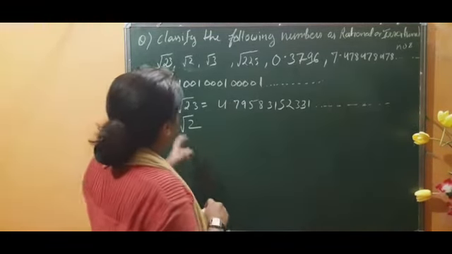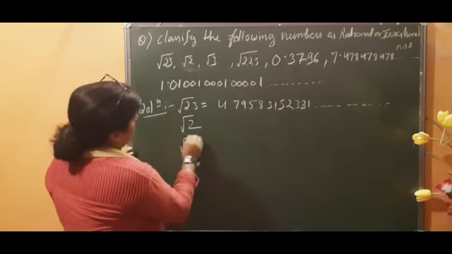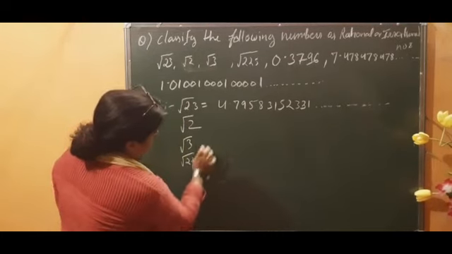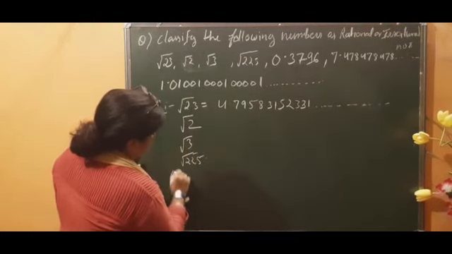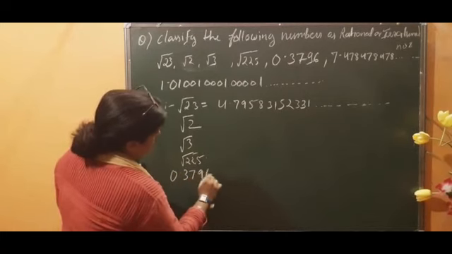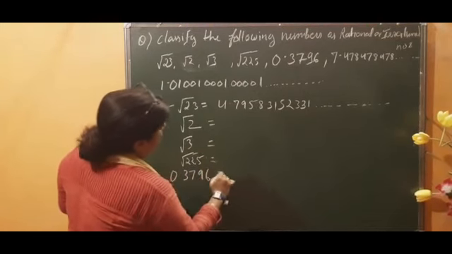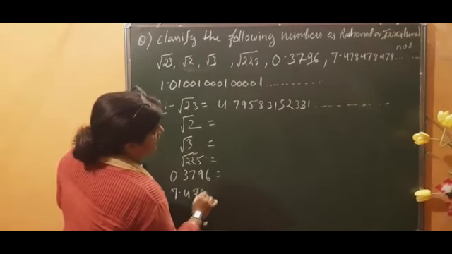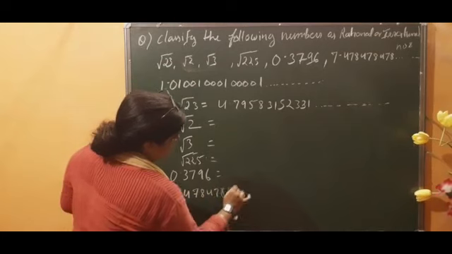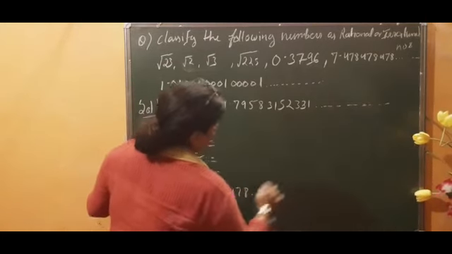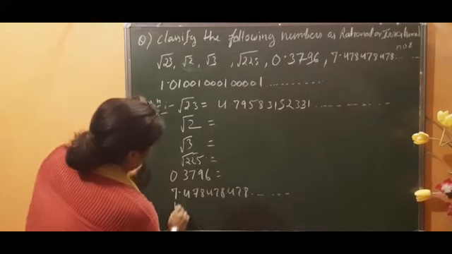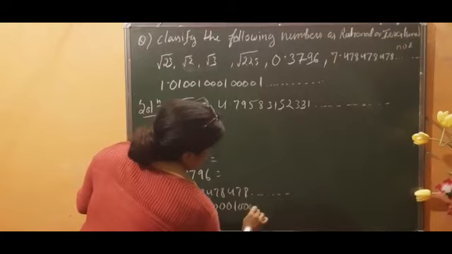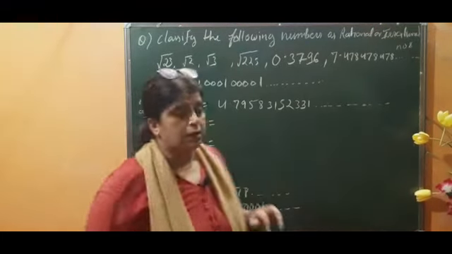So let's see. I'm trying to copy all the questions. It is root 225. It is 0.3796. The last ones are 7.478478478 and so on, and this one is 1.01001000100001 and so on.